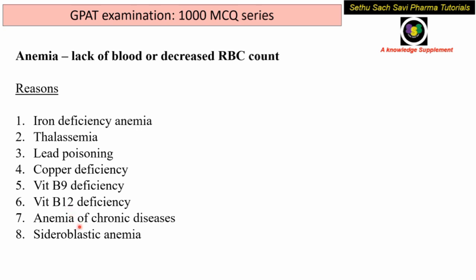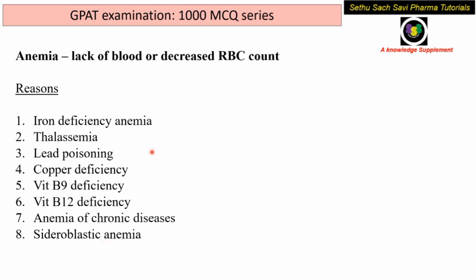Now, anemia of chronic diseases. Some diseases such as rheumatoid arthritis can lead to conditions such as anemia. Cancer can lead to anemia. And the last one is sideroblastic anemia, which means there will be disruption of the heme synthesis. What is the cause for that? It can be genetic or can be acquired. Because of this, iron will deposit in the erythroid cells, leading to microcytic anemia.